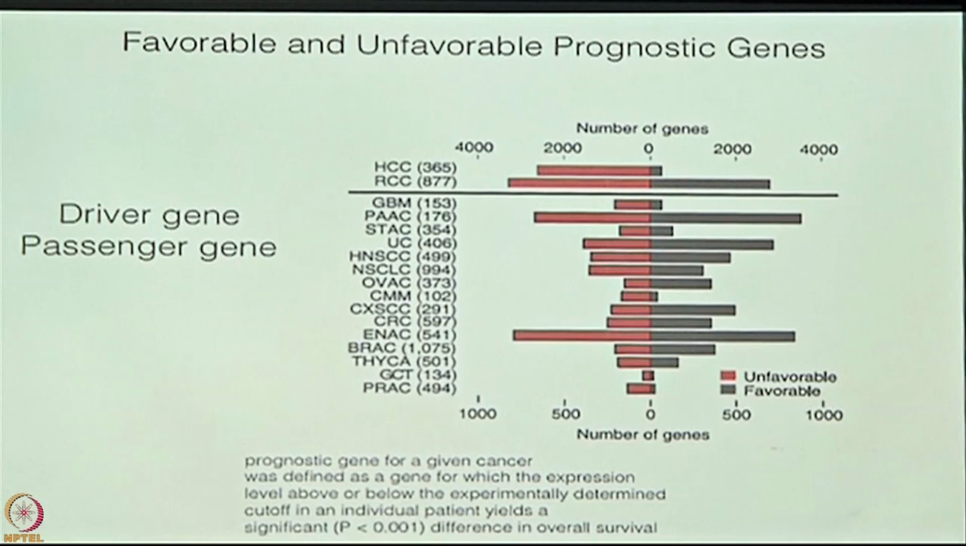Because the expression level was above the experimentally determined cutoff in an individual patient. That is a statistical analysis, so I am just reading it off the chart there. P less than 0.001.